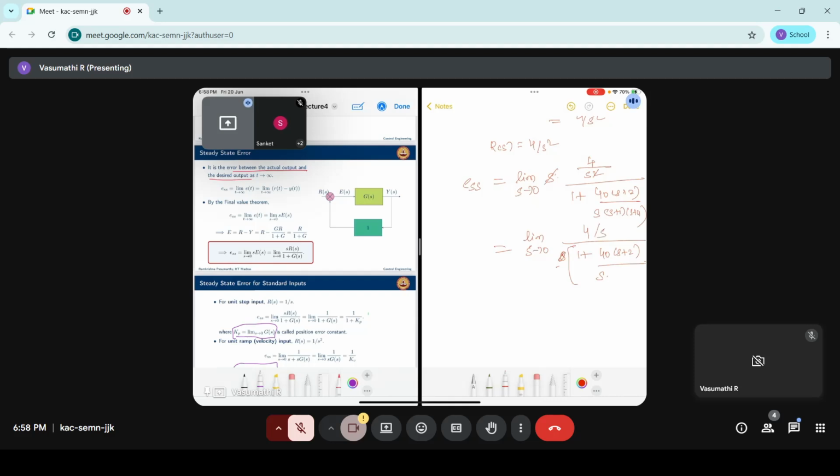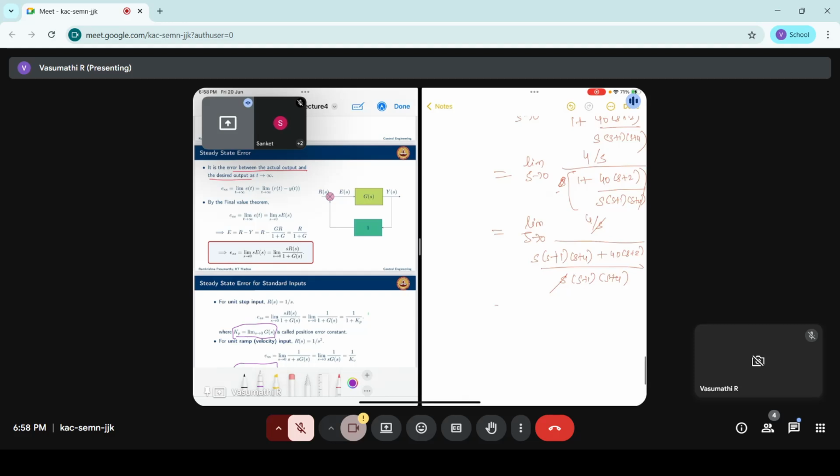This s I'm writing here itself. So there is an s here, so that will get cancelled. So limit s tends to 0, 4 by s divided by 1. So this whole term s into (s plus 1) into (s plus 4) plus 40 into (s plus 2) whole by s into (s plus 1) into (s plus 4). s and s will get cancelled. You will be left with 4 by this whole term, some s term plus 40 into (s plus 2) you will get.